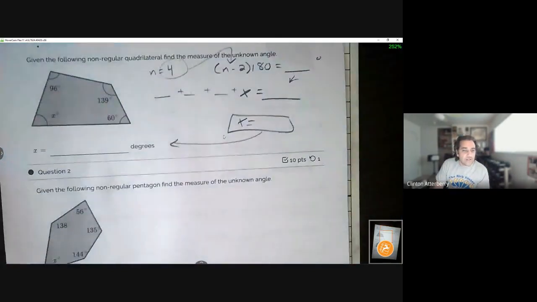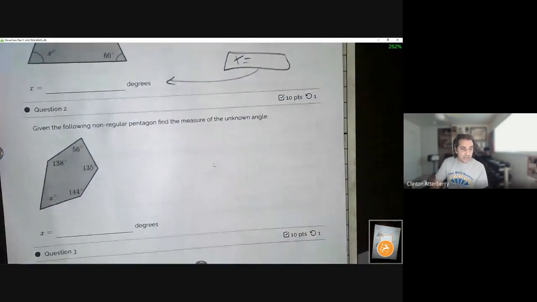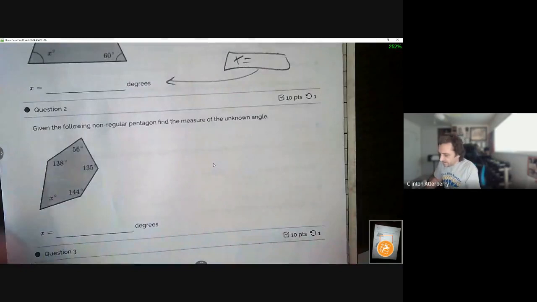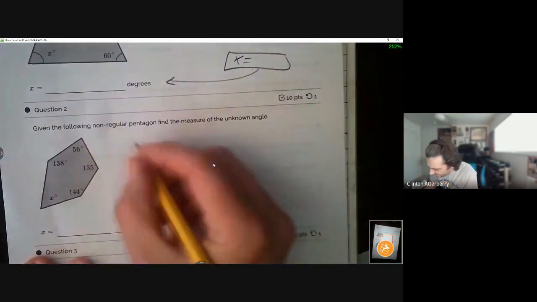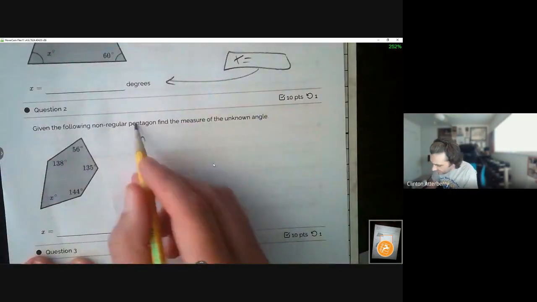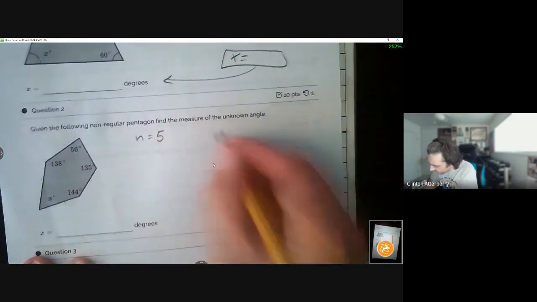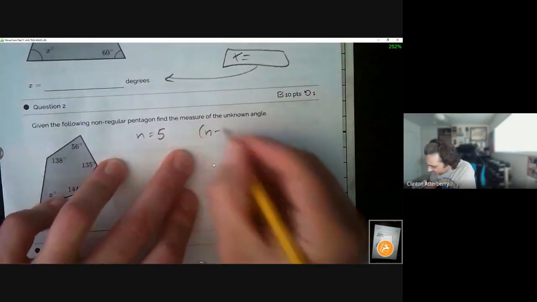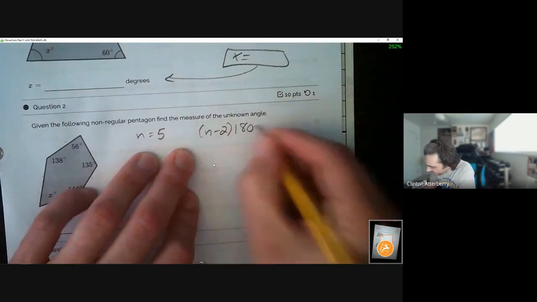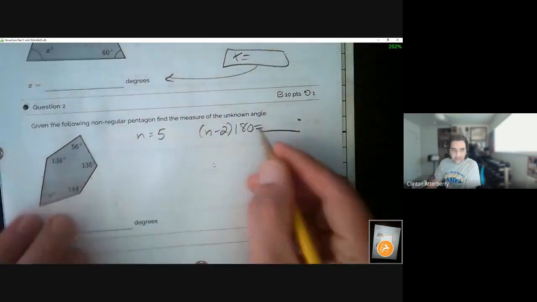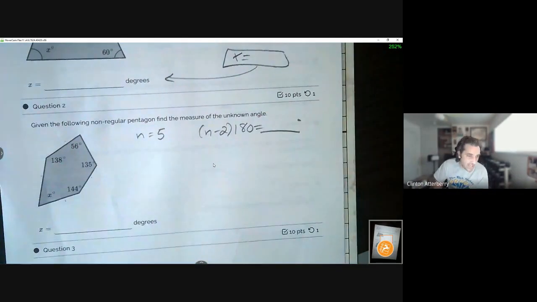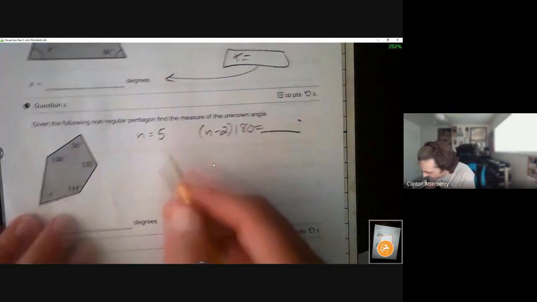All right, question 2. This is going to be the same exact question. This time our n, it says pentagon, right? 1, 2, 3, 4, 5. There's 5 sides. So it'll be the same thing. n take away 2 times 180 equals the total amount of degrees your interior angles will add up to. It's the same exact problem.